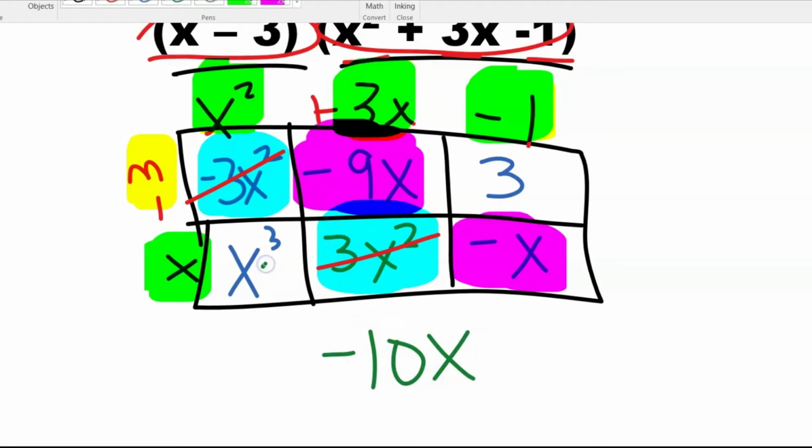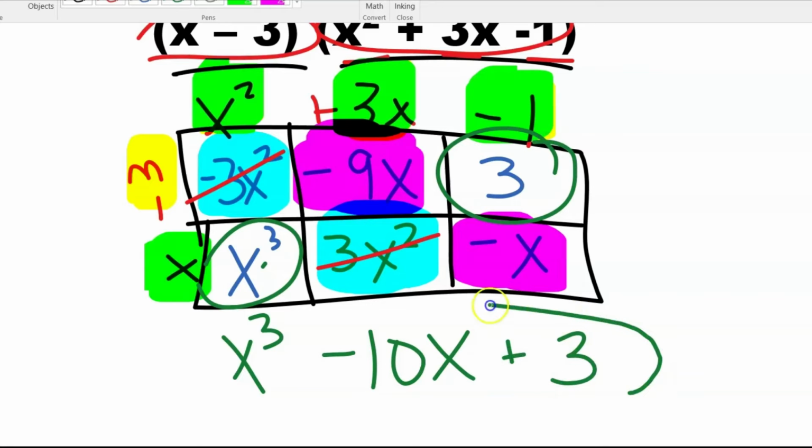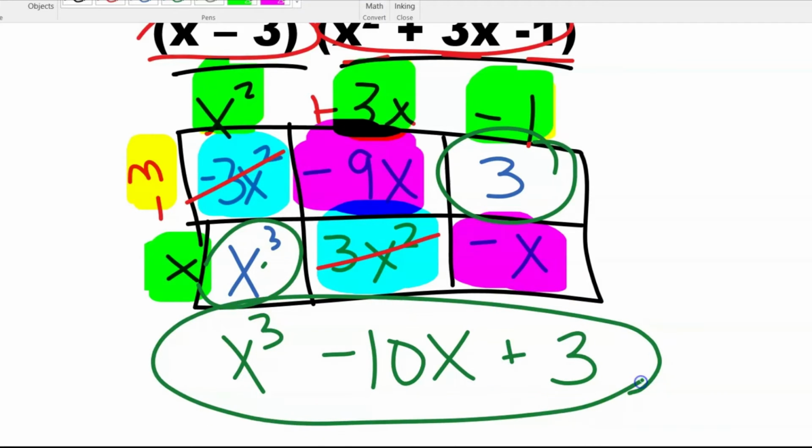Now x to the 3rd, I don't have anything else x to the 3rd, so I'll bring that down, and I don't have any other whole numbers, so I'll just bring that out of the box. This would be my final answer, and I would have gotten the same thing if I had been distributing like we did before.